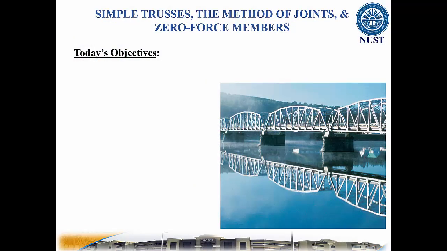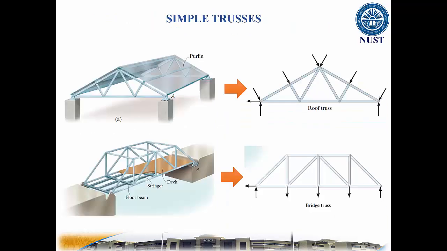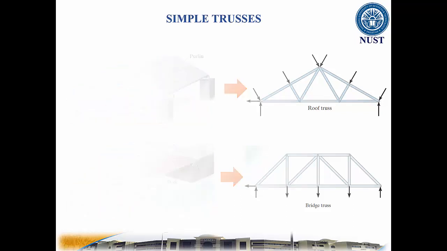In this lesson, we will learn about trusses, determine the force in members of a simple truss, and identify zero force members. So what is a truss? A truss is a structure composed of slender members joined together at their end points. If a truss, along with the imposed load, lies in a single plane, then it is called a planar truss.